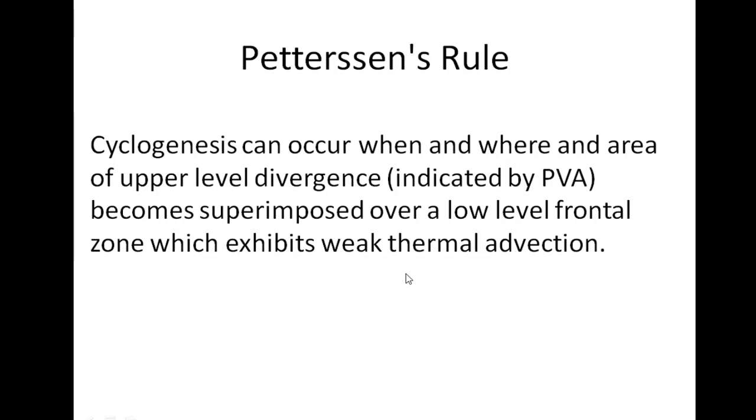That frontal zone would almost have to be a stationary front or a very weak cold front or warm front. So as a warm front stalls, the thermal advection around that warm front becomes very weak. So if you develop an area of upper level divergence above that, say an upper level low, a major shortwave trough, or anything that's going to cause upward vertical motion over that frontal zone, then you can actually get another low pressure system or a cyclone that can develop over that front. So that's what Petterssen's rule is talking about.